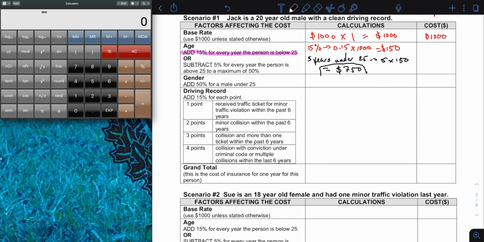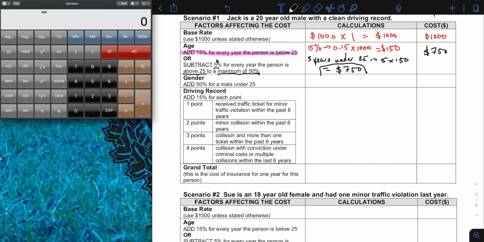So I suppose it does still continue to go down after the age of 25. You're going to subtract 5% for every year the person is above 25 years old, to a maximum of 50%. This simply means if it's only going to a maximum of 50%, then you can only decrease it by 5%, 10 times. So to the age of 35 is where you're going to lock yourself in.